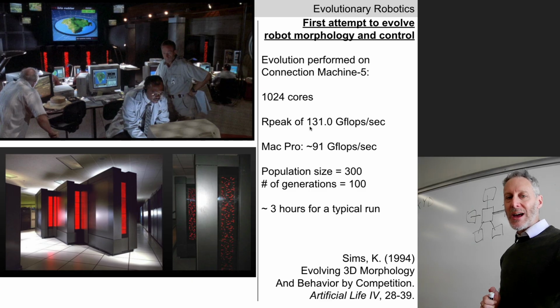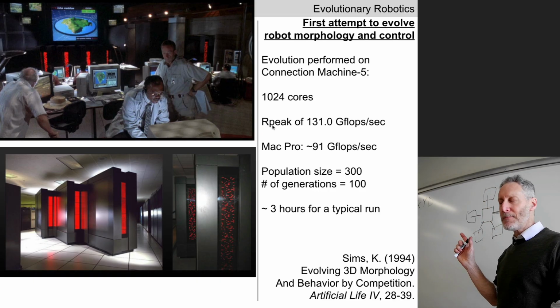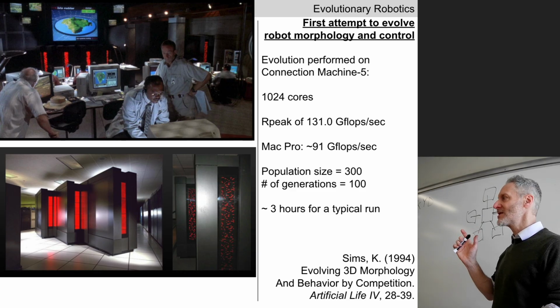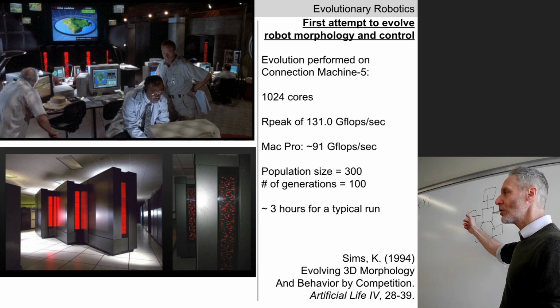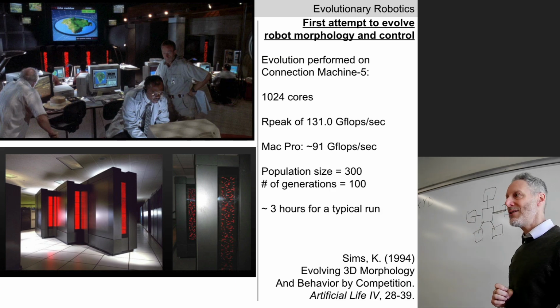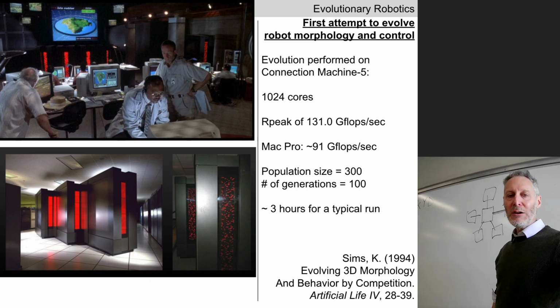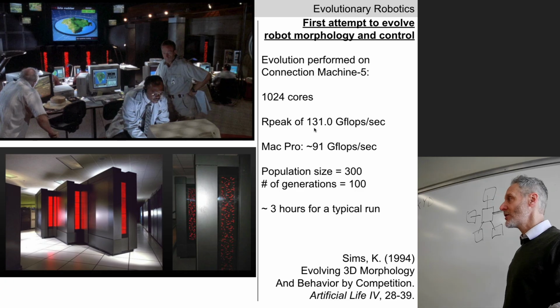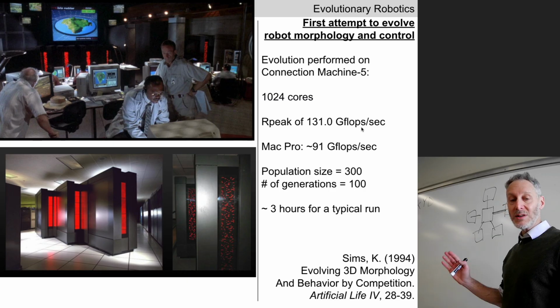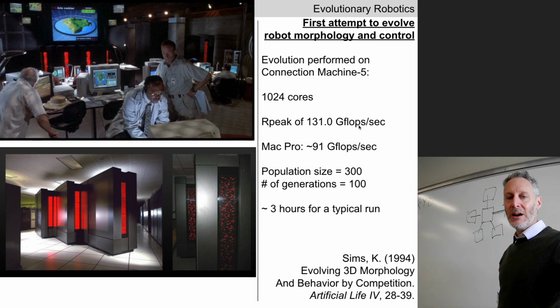This machine was clocked out at 131 gigaflops per second at R peak. So let's work our way through this. R peak is short for the theoretical peak performance of the machine. So if you're able to run a computer program which occupies all 1,024 nodes 99.999% of the time, if you can achieve that, those 1,024 cores together will be collectively performing 131 billion floating point operations per second. Not bad. It wasn't the best at that time, but it was definitely very close to the top.